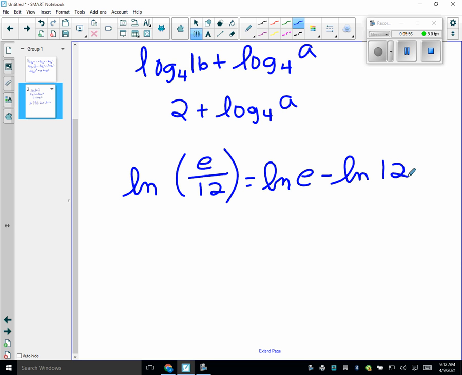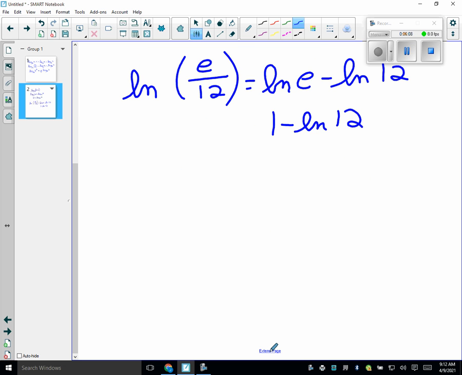Anybody know what Ln of E is? That's a log base of E. Yeah, which would be one. One. Good. One minus Ln 12. Pretty simple there. All right.